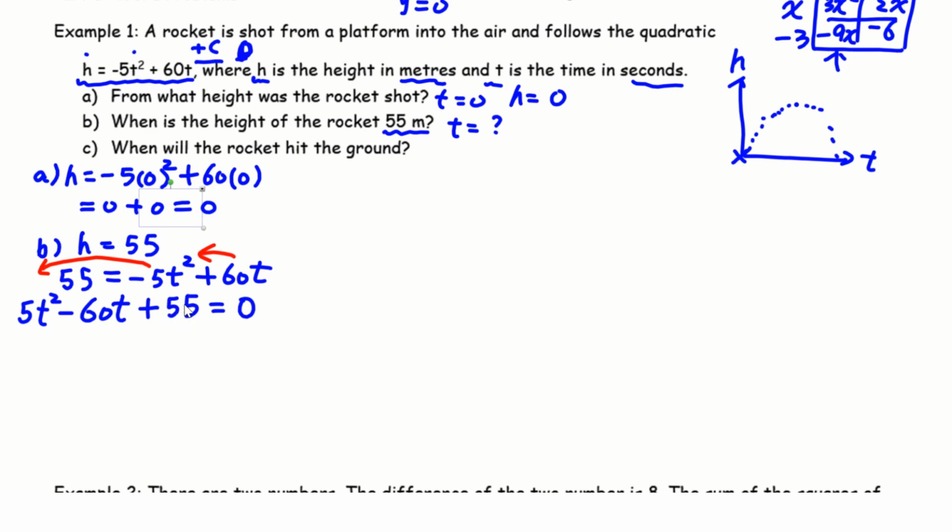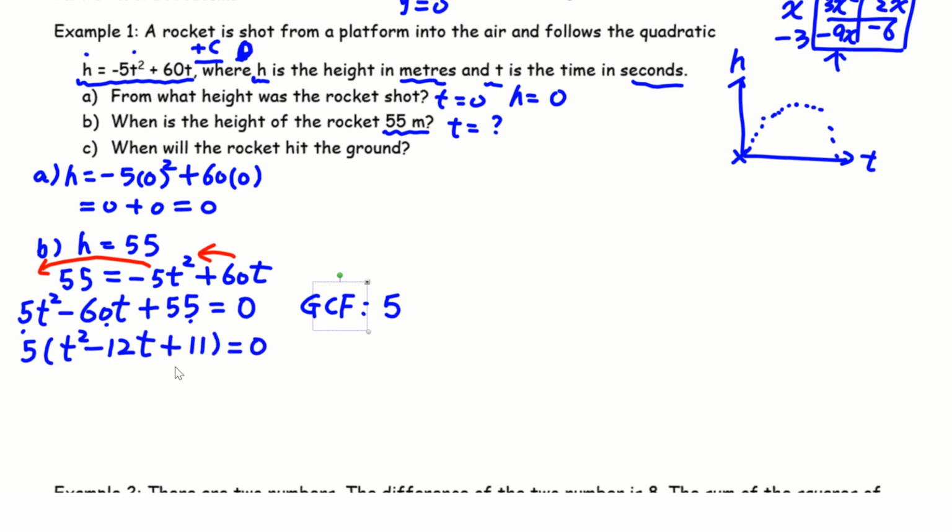So we want to use factoring to solve this equation. First thing, we always need to find if we have any greatest common factor. These three numbers end with 5 and 0, so you will have 5 as a common factor. So we are going to take the 5 outside of the bracket, then divide each term by 5. So 5t squared divided by 5 is 1t squared. Negative 60 divided by 5 gives you negative 12t. 55 divided by 5 gives you 11.